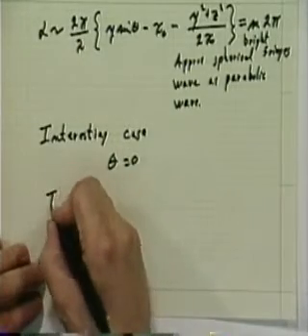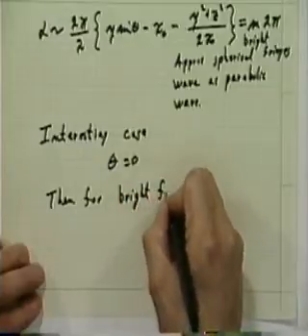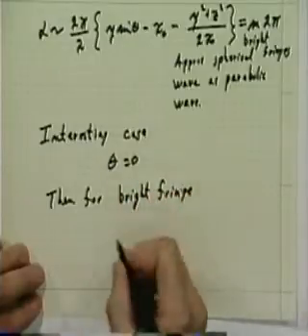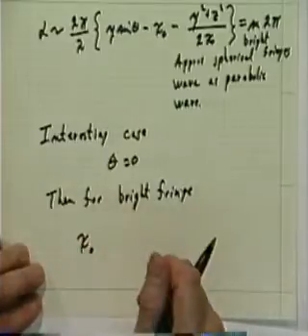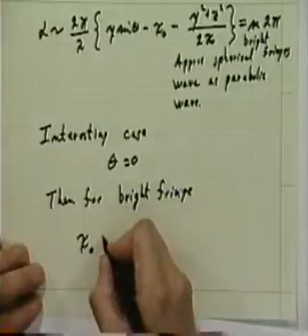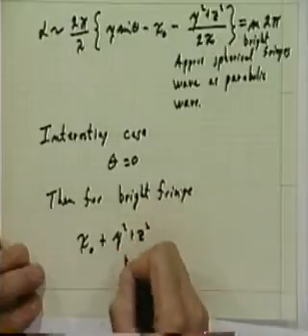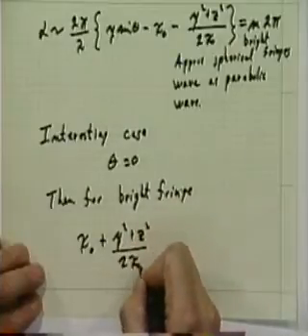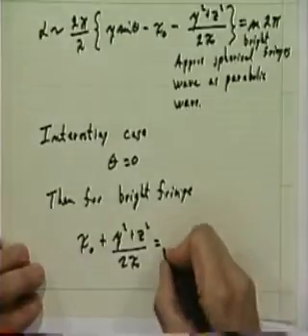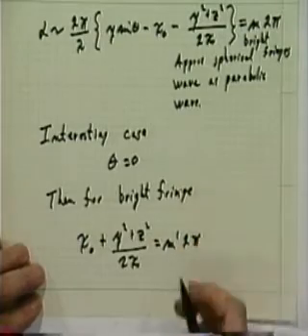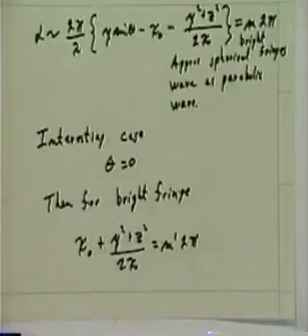If that's the case, then for a bright fringe we would have x naught plus y squared plus z squared over 2 x naught is equal to, I'll say, m prime times 2 pi. Just that we have changed the sign here. It's the only thing we've done, getting to that point.